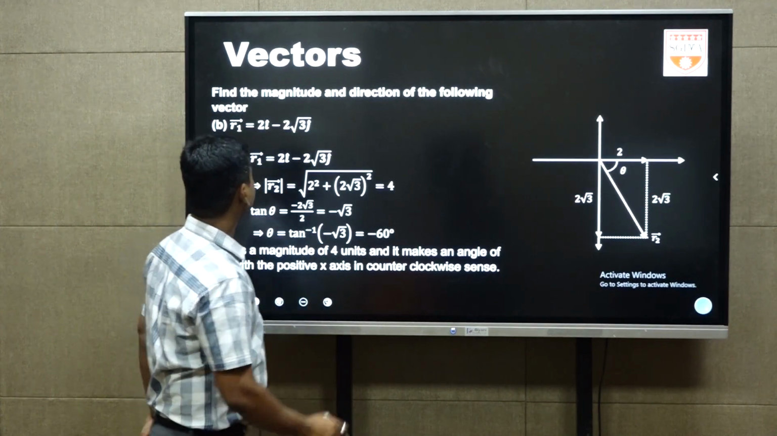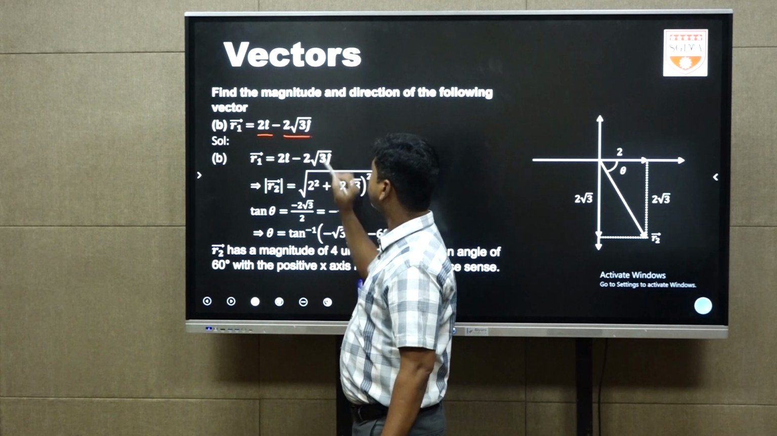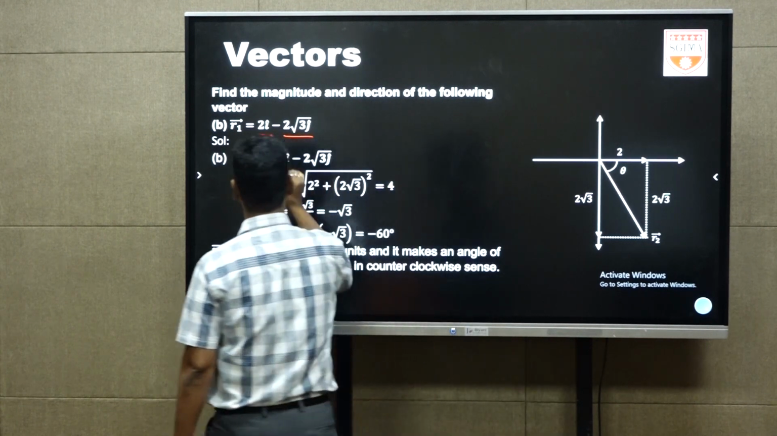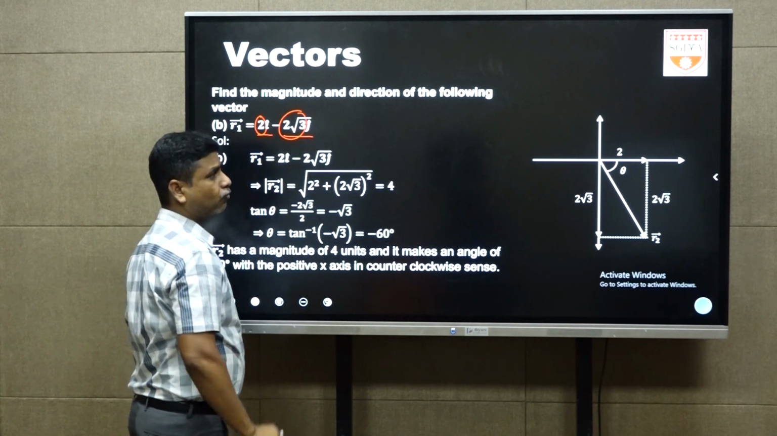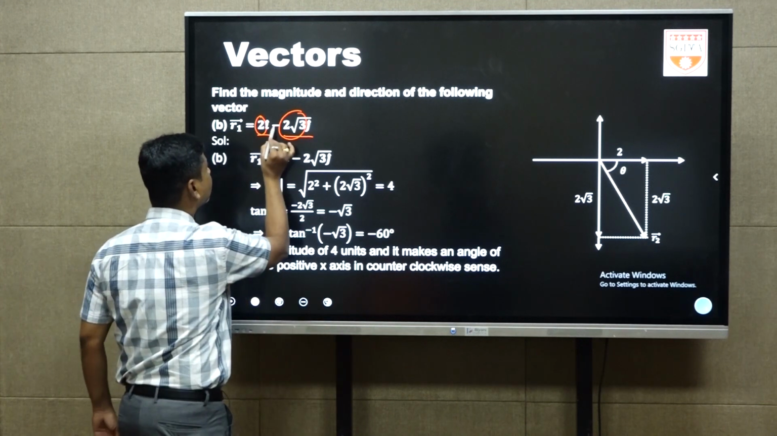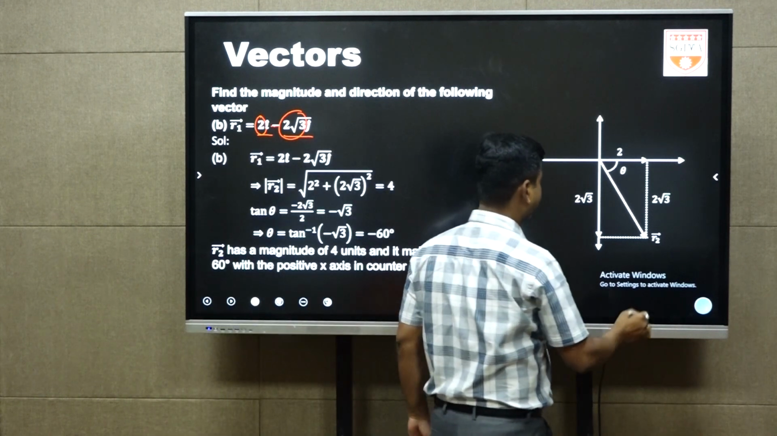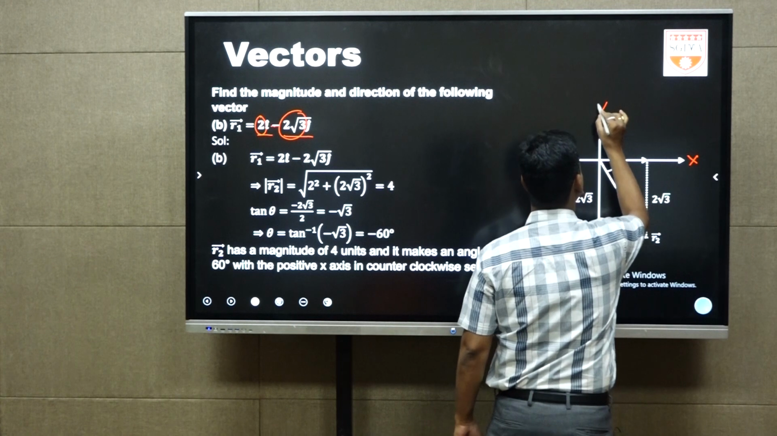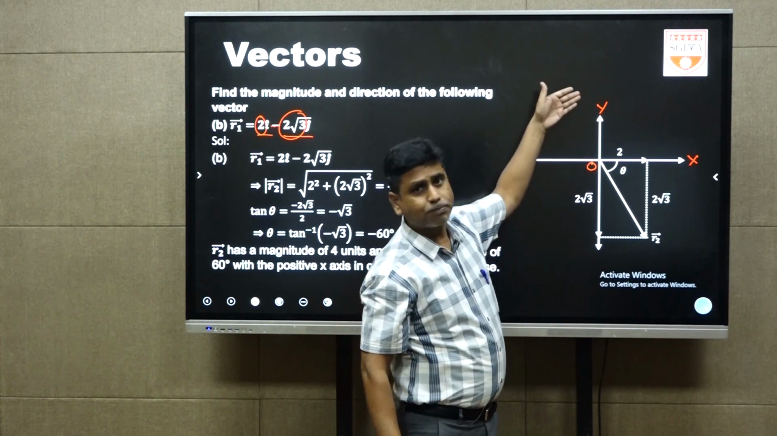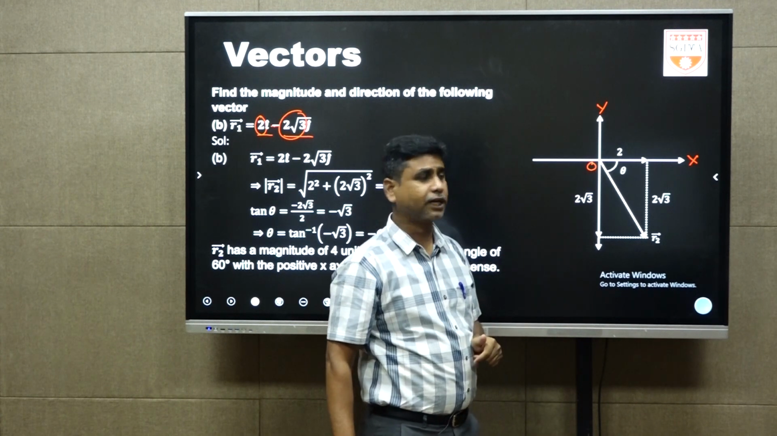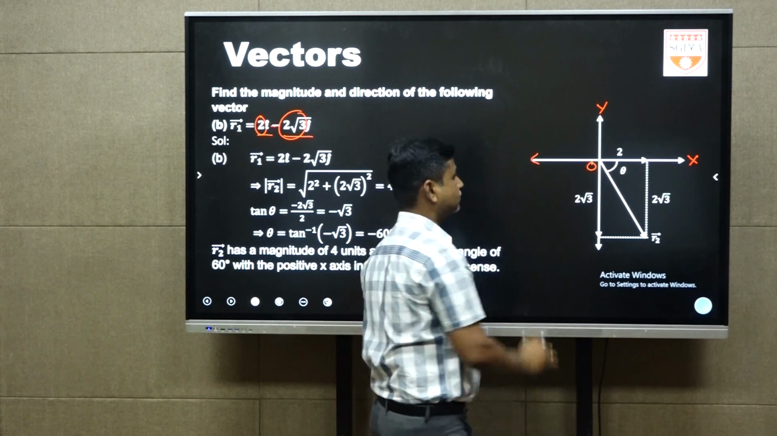Next, one more question: find the magnitude and direction of the following vector. This is r1 bar equal to 2i cap minus 2 root 3 j cap. The 2 acts along the x direction, and the 2 root 3 acts along the y direction, but it is minus, meaning it acts in the negative y direction. Again take the x axis and the y axis, with this point as the origin. Above the origin is positive y axis and below is negative y axis. The right side is positive x axis and the left side is negative x axis.